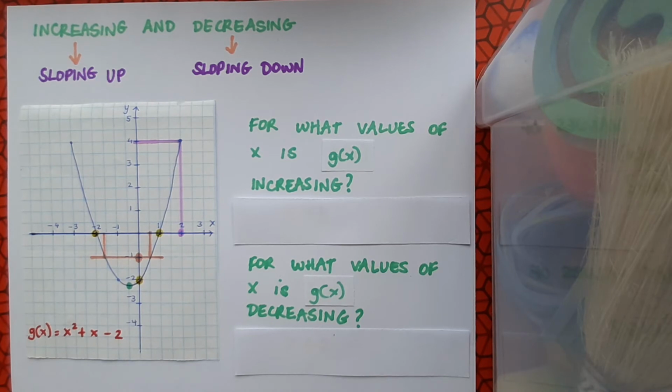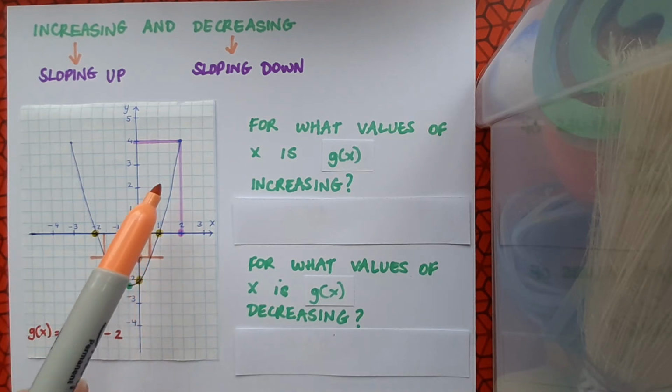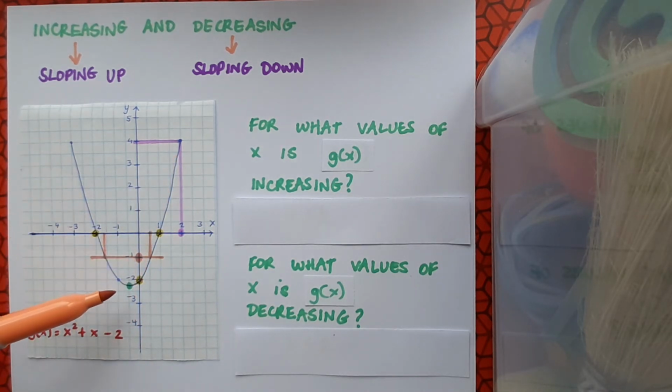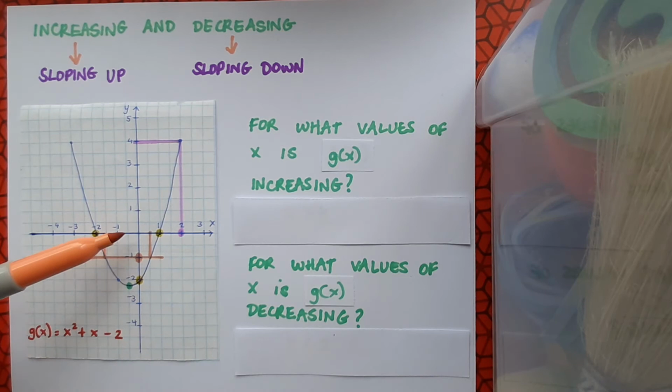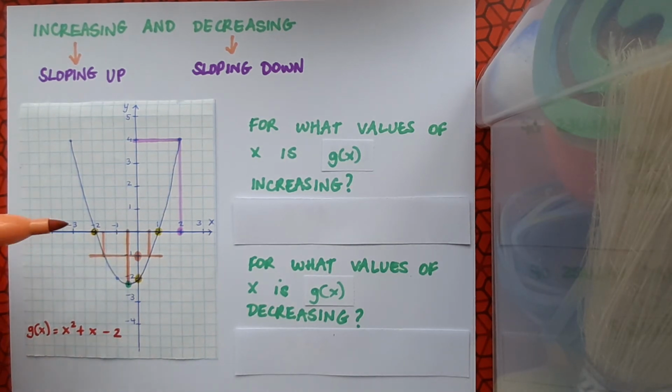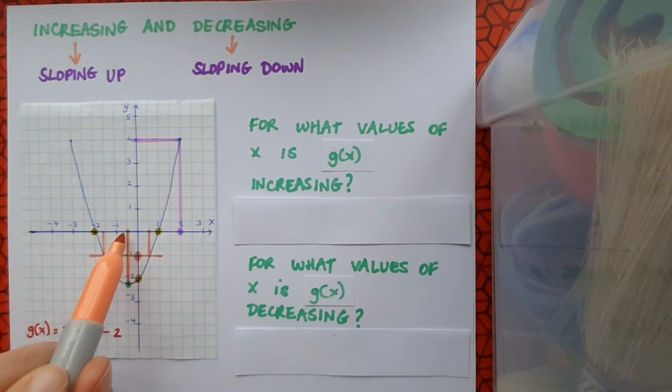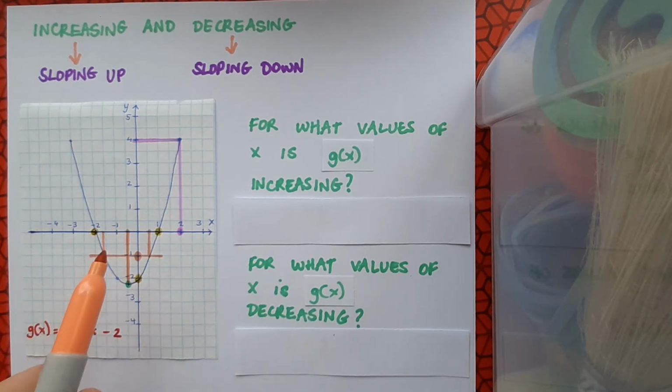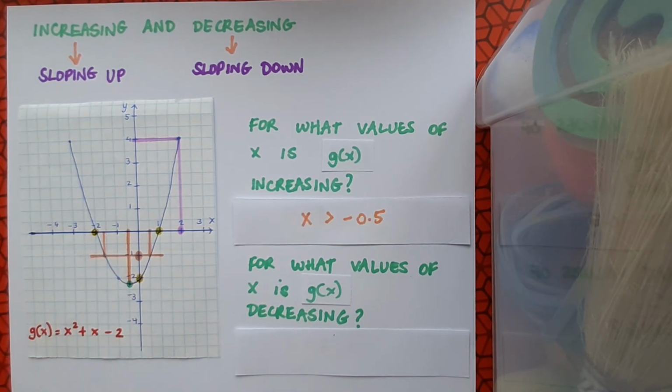Okay, so next we look at g of x. We want to know for what values of x is g of x increasing and for what values of x is g of x decreasing. So it's the same idea. I look at my function. You can see quite clearly that it's increasing on the right-hand side of the function and it's decreasing on the left-hand side. Okay, so again, the turning point is crucial here. So I'll go to my turning point and draw a line to the x-axis. Let's see where I've landed. I'm on the negative side and I'm at minus 0.5. So I'm increasing after this and I'm decreasing before this. So I'll say that I'm increasing when x is greater than minus 0.5, and I'm decreasing when x is less than minus 0.5.